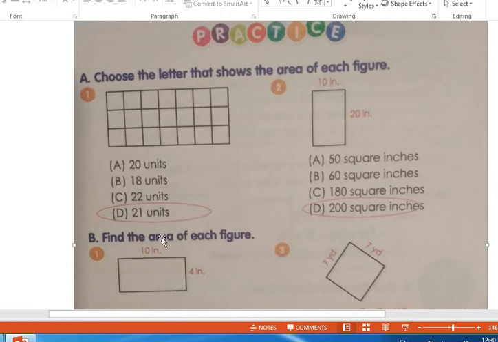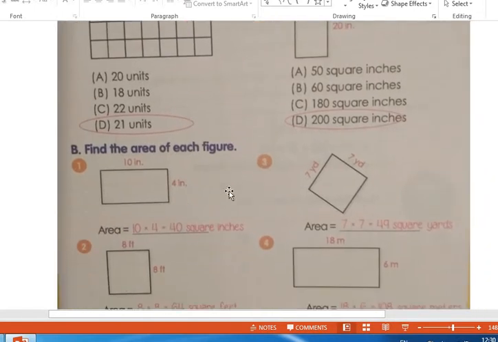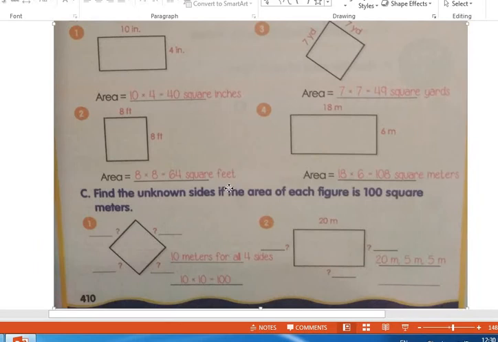Why? Because area is length times width. Here also, length times width, 20 times 10 equals 200 square units. All the others are the same as this.